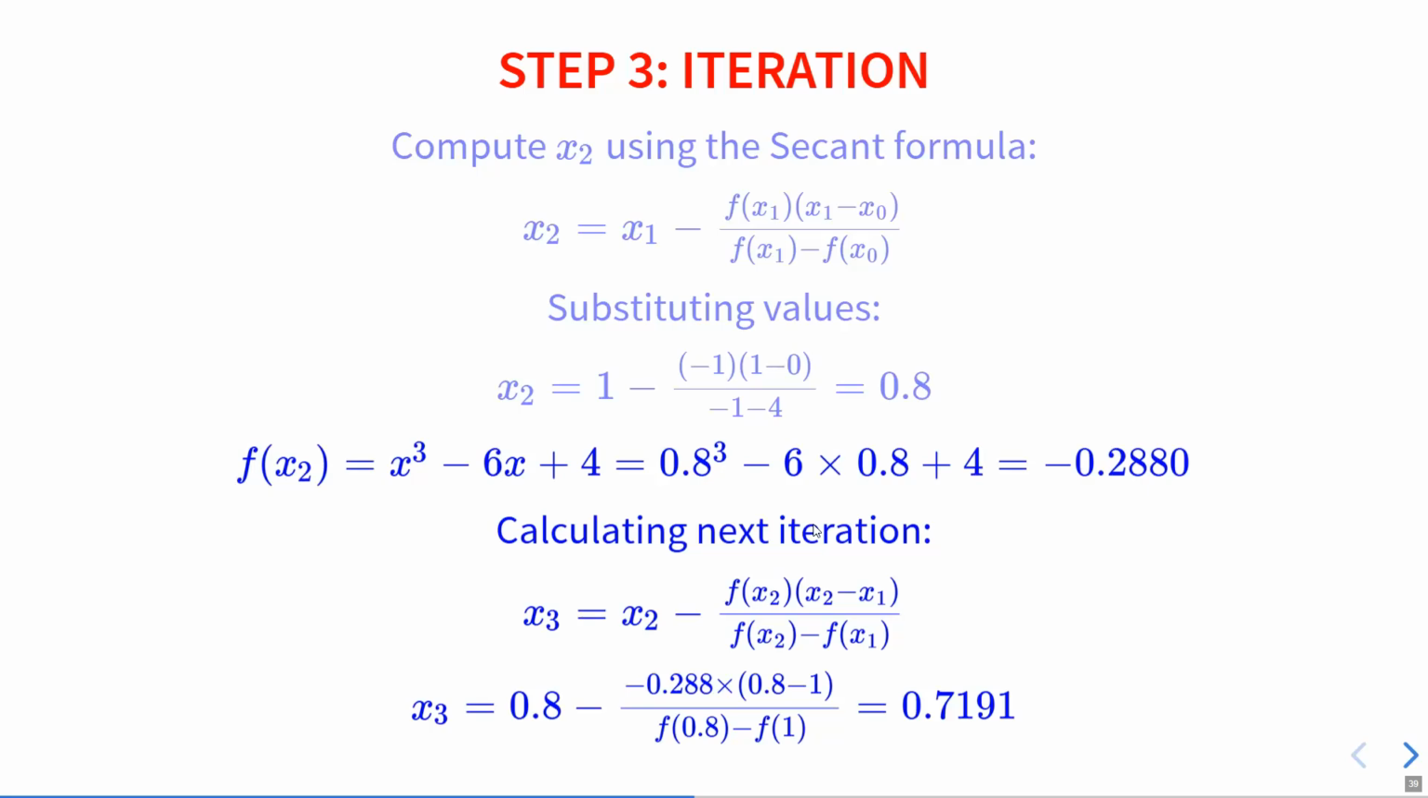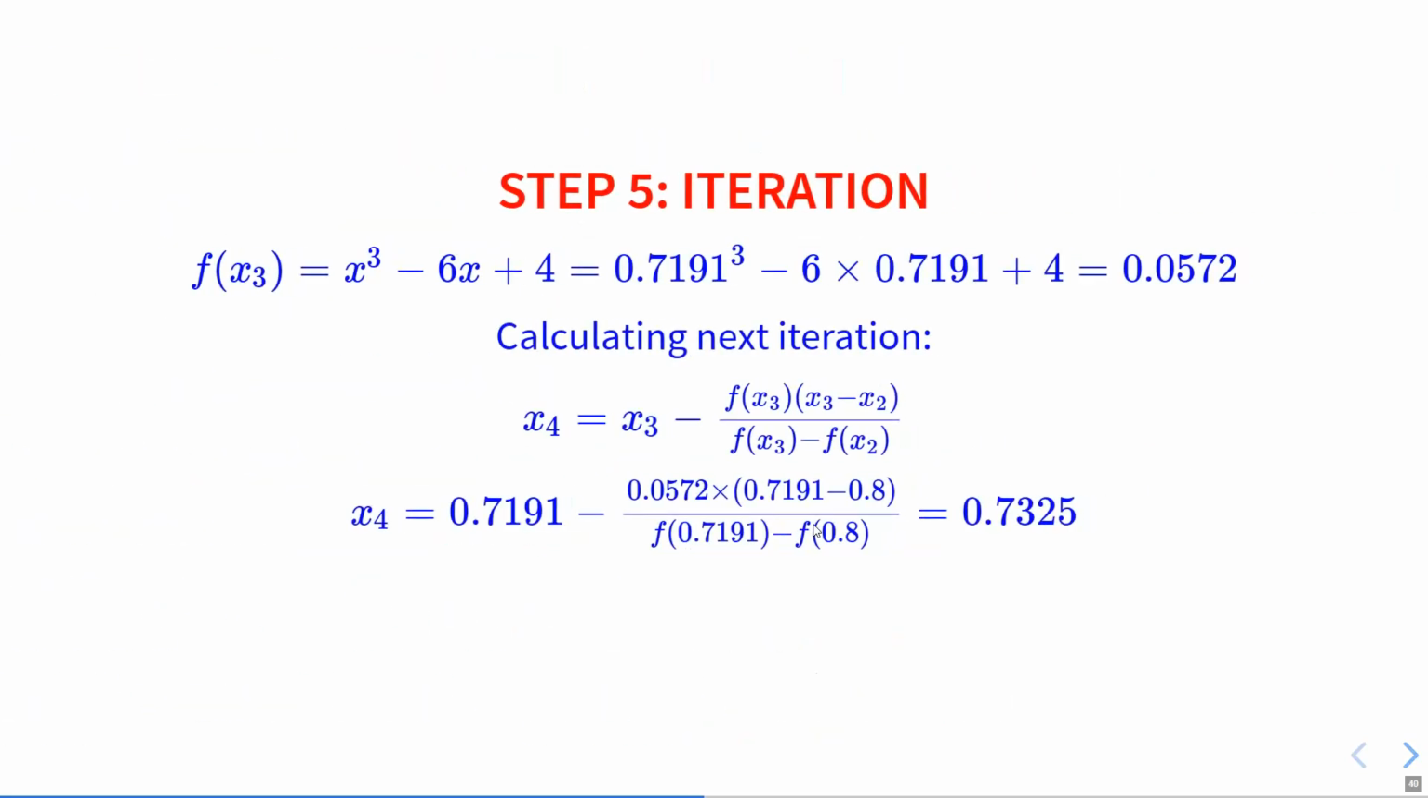Calculate the next iteration. We have x2 and x1, so using x1 and x2 I calculate x3. After plugging in all these values, x3 is 0.7191. Now we calculate f(x3), which is 0.0572. After plugging x = 0.7191, we calculate x4. Plugging in x3 and x2, I get x4 = 0.7325.